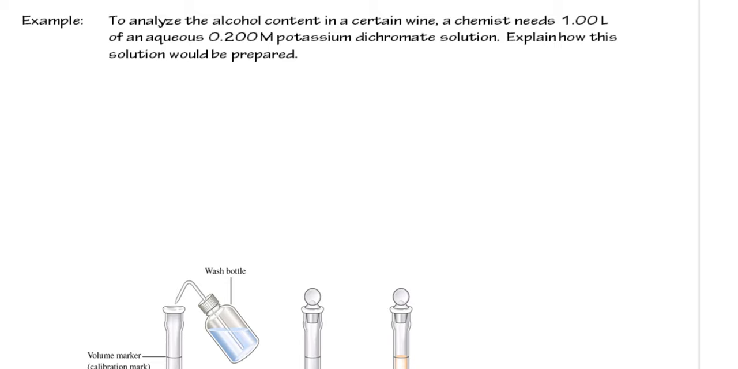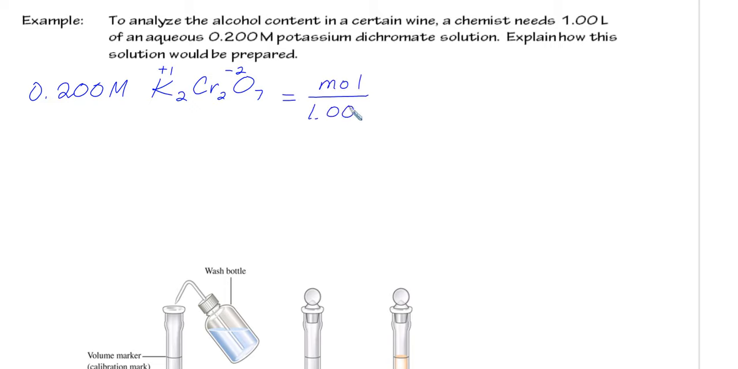So let's start with what we have. It's a 0.2 molar solution of potassium dichromate. Cr2O7. Oh, that's a blast from the past. My charges. Potassium is +1. Dichromate is -2. We're going to need 2 potassiums. Okay, we know the molarity. We do not know the moles. But we do know the volume. We want 1 liter. Well, that's tricky. So I know the moles. I need 0.2 moles.